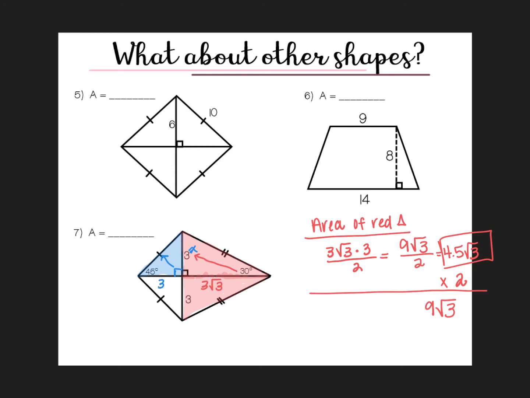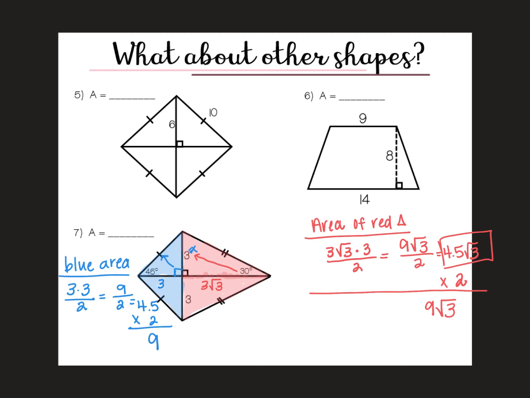And so if I want to find the area of the blue, I'm doing base, which is 3, times height, which is 3, divided by 2. 3 times 3 is 9, divided by 2 is 4.5. And that's just the top triangle. The bottom triangle is the exact same. So if I want that area, I can just multiply this by 2. So the total area of the blue is 9.